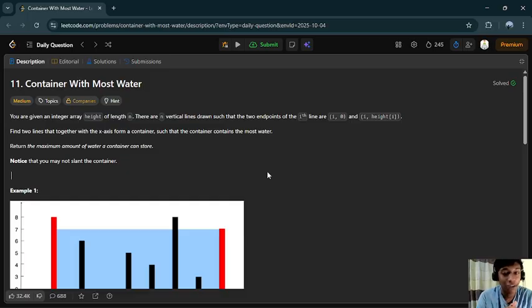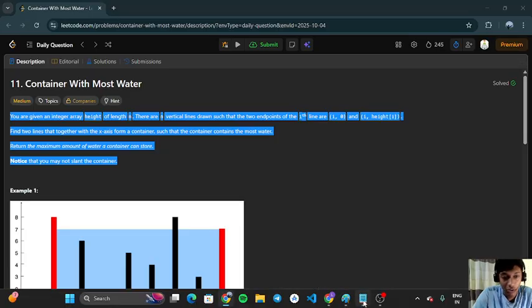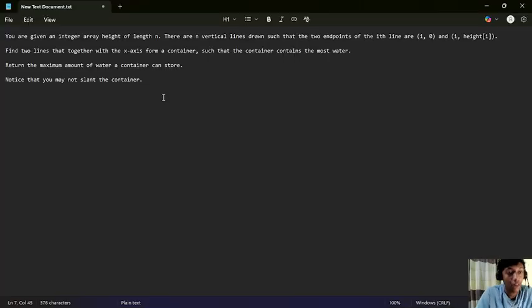Today I'm going to solve the daily coding challenge of October 4th, that is Container With Most Water. Let's see what the question is. You are given an integer array height of length n. There are n vertical lines drawn such that the two endpoints of the ith line are (i, 0) and (i, height[i]). Find two lines that together with the x-axis form a container such that the container contains the most water. Return the maximum amount of water a container can store. Notice that you may not slant the container.